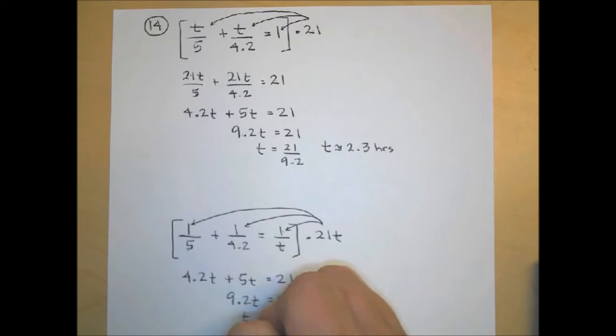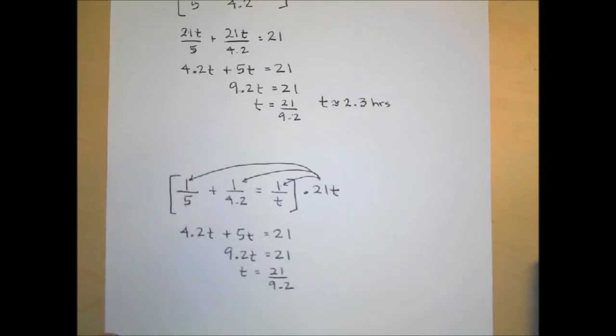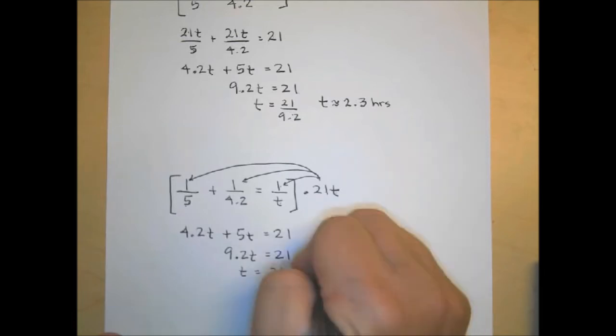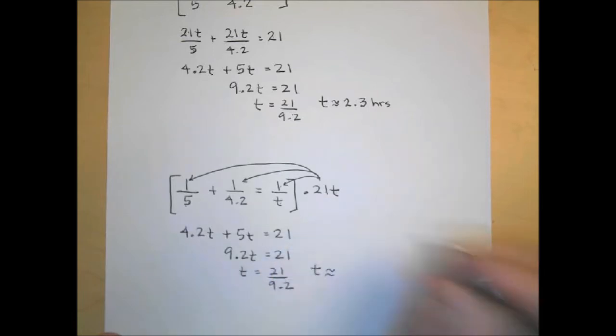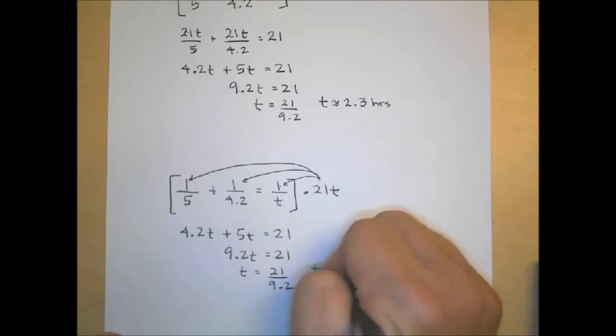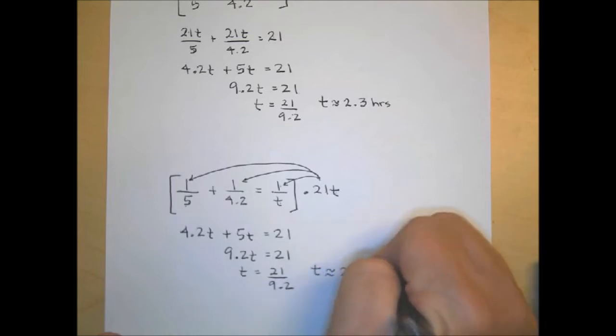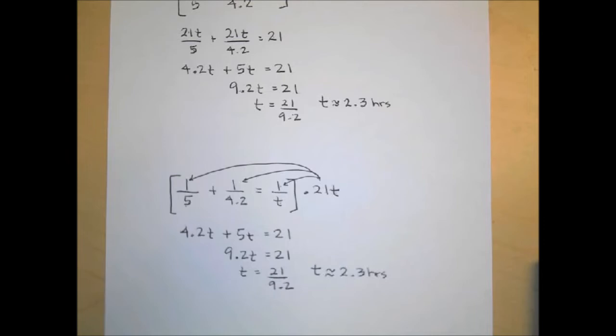So t equals 21 over 9.2, okay, which, as we know, is approximately 2.3 hours. So you get the same answer. The setup is a little bit different, but after you get a couple of steps into the problem, it's all the same anyway.